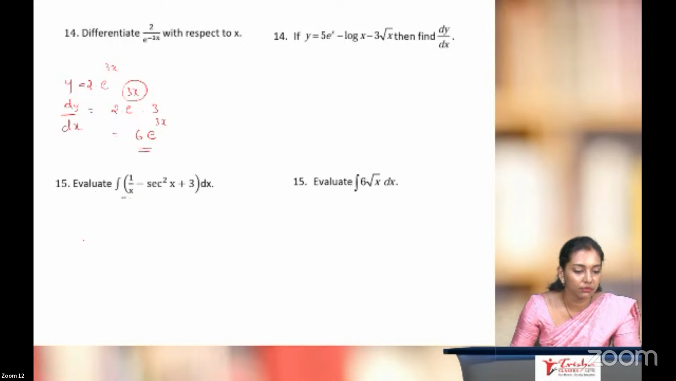So here we are with the 1 marker. Evaluate the integral of 1 by x. So 1 by x is nothing but log x, right? So log x minus secant square x, so that is nothing but minus tan x, plus the integral of 3 is nothing but 3x. Okay. And always add the integral constant. So constant that you have to put. So this is the answer for the 15th question.